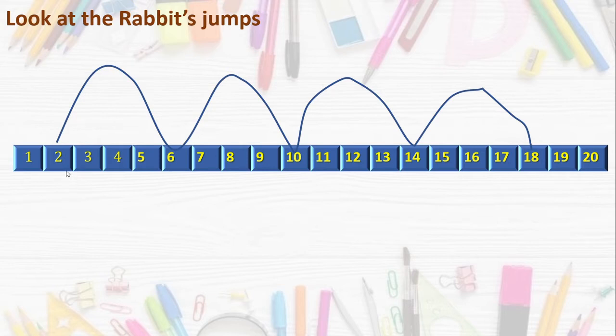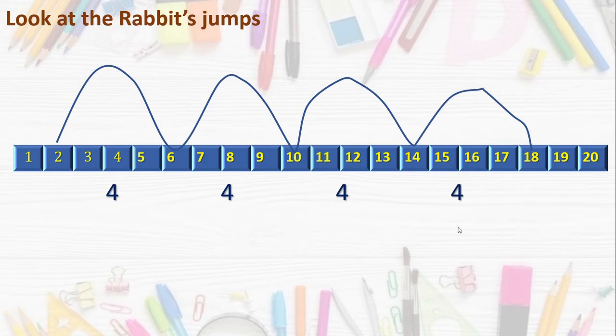What is the difference? Yes, 2 to 3. Here 3, 4, 5, 6 means steps of 4. Right? Now after 6 it jumped to number 10. Again we can see a step of 4. Right? From 10 to 14. Again we can see a step of 4. Difference is 4, isn't it? From 14 to 18. What is the difference here? Again counting in steps of 4.